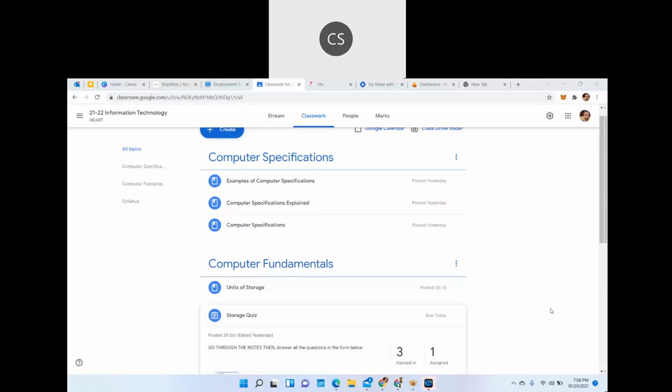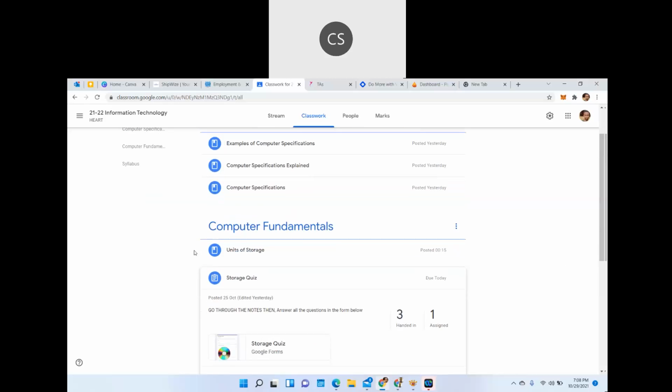Yes, I'm hearing you now. As it relates to the quiz, whenever I click the link I'm not seeing it. As in, when you log on to Google Classroom and then you click it, you're not seeing it.